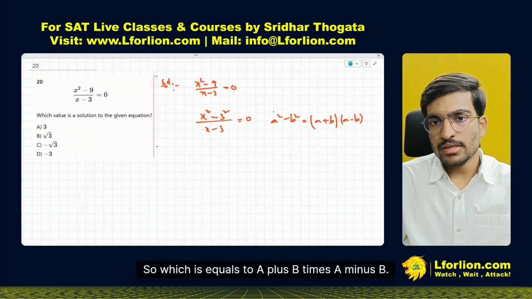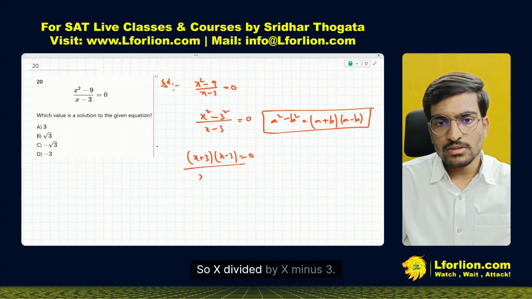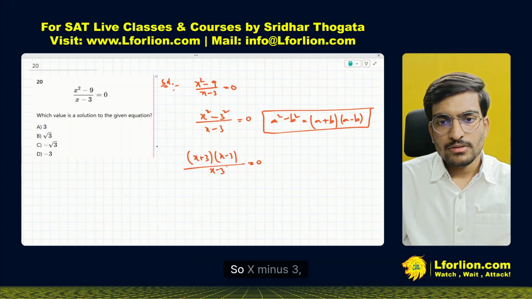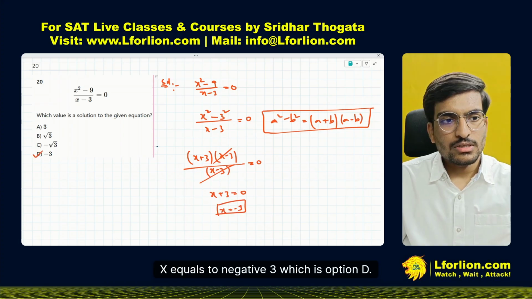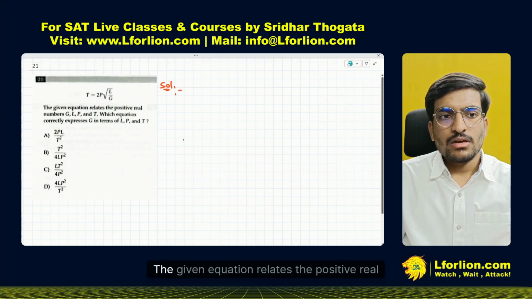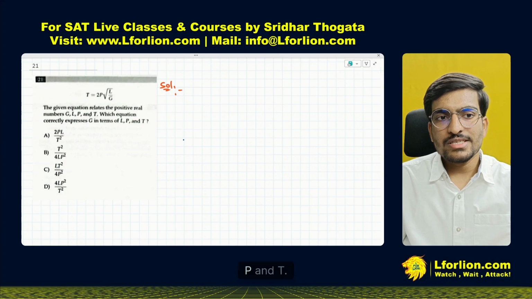Which equals (a plus b) times (a minus b). So that equals (x plus 3) and (x minus 3), that equals 0. So x minus 3 divided by x minus 3 cancels, so x plus 3 equals 0, x equals negative 3, which is option D.